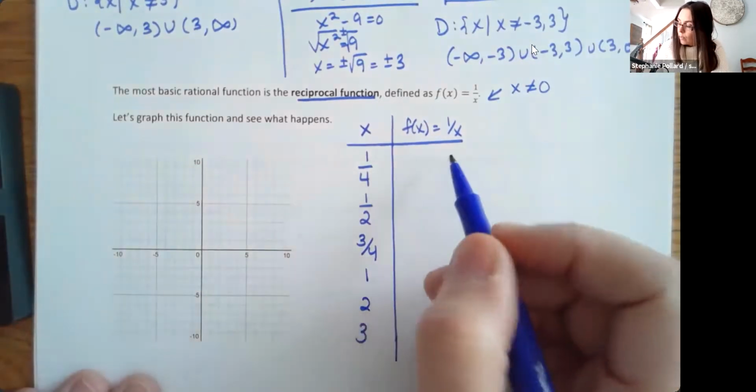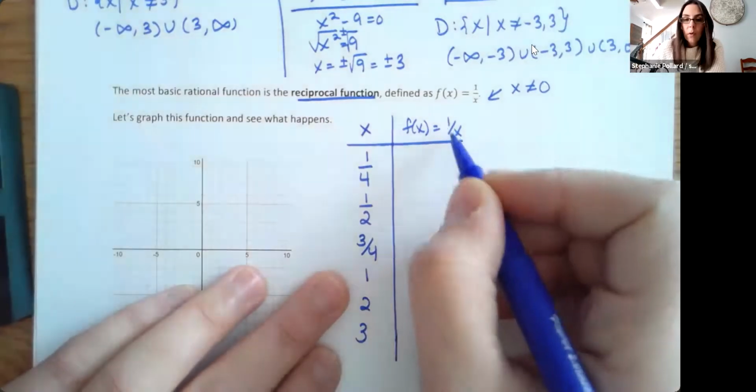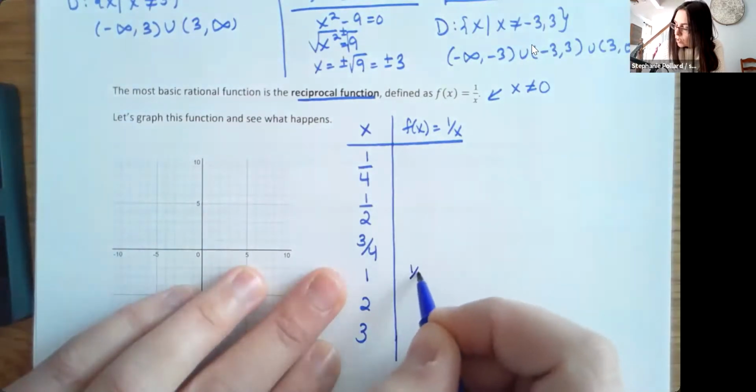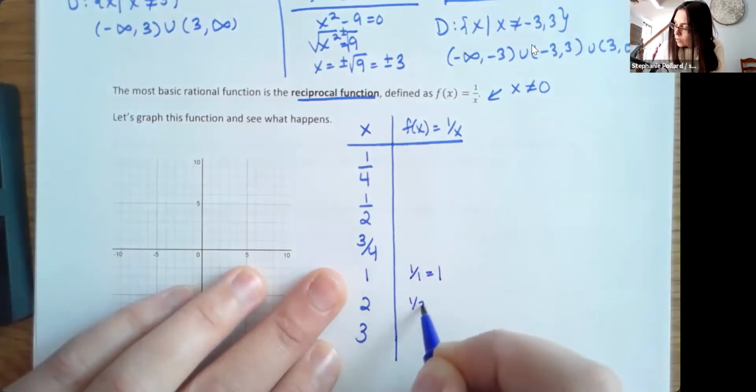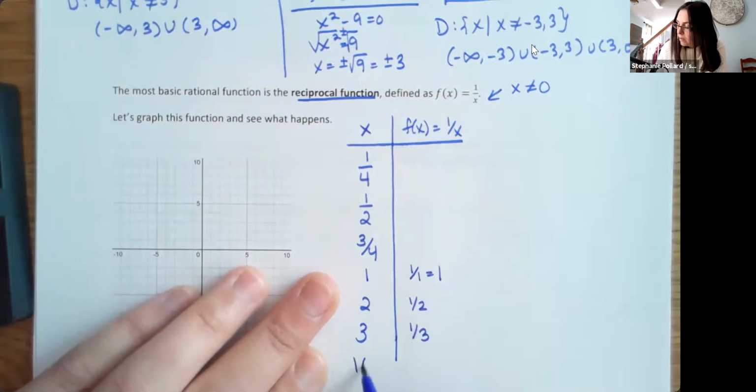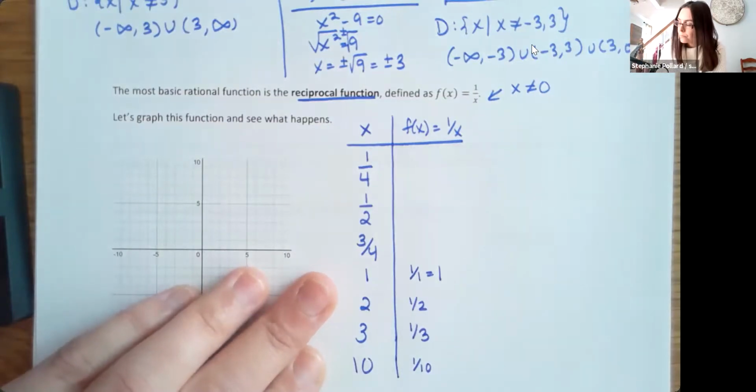So here, when I plug in my whole numbers, I think it's pretty straightforward. We're just doing 1 over that whole number. So you'd have 1 over 1, which is just 1 here, 1 over 2, 1 over 3, etc. Right? If I went and did 10, for instance, 1 over 10. So you're getting these smaller and smaller fractions.